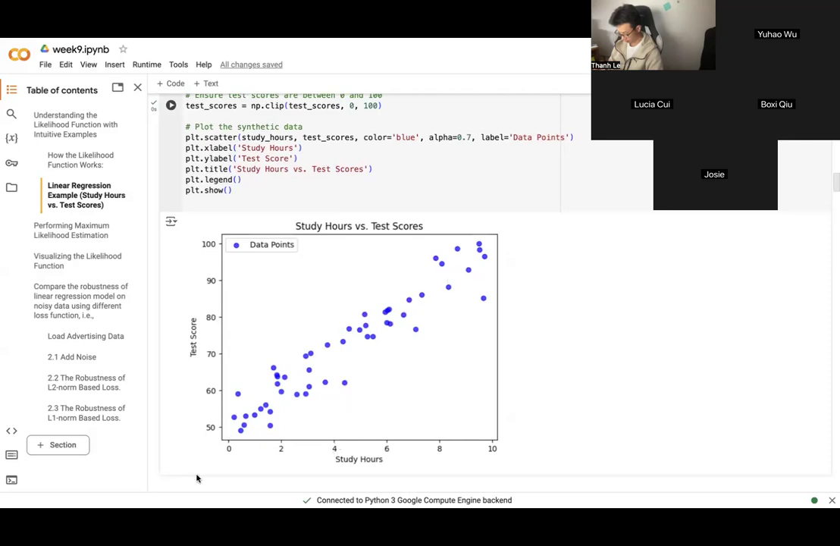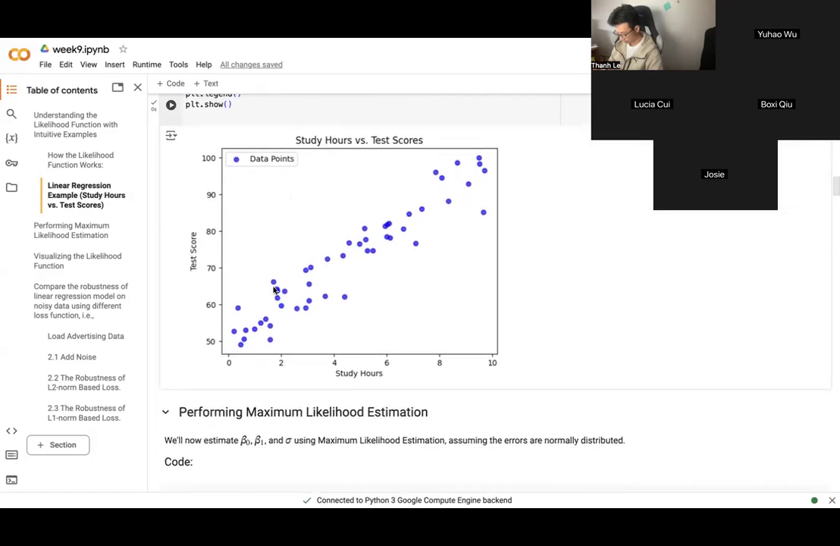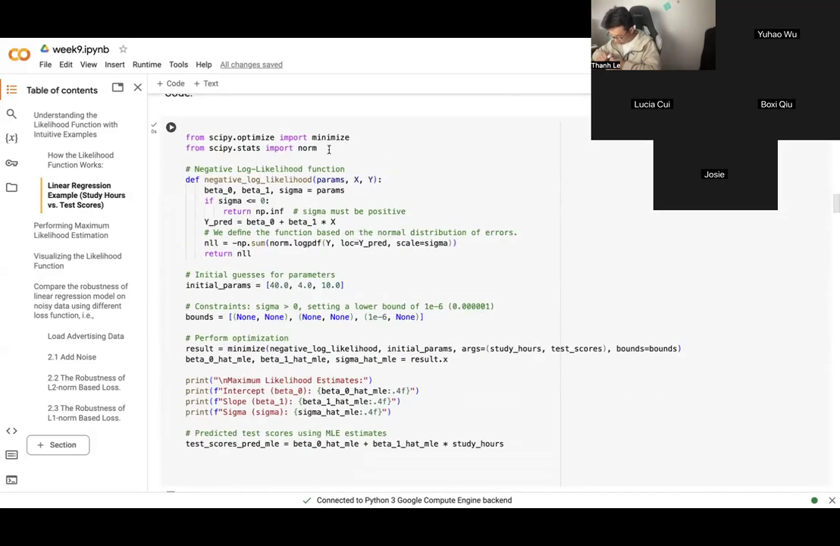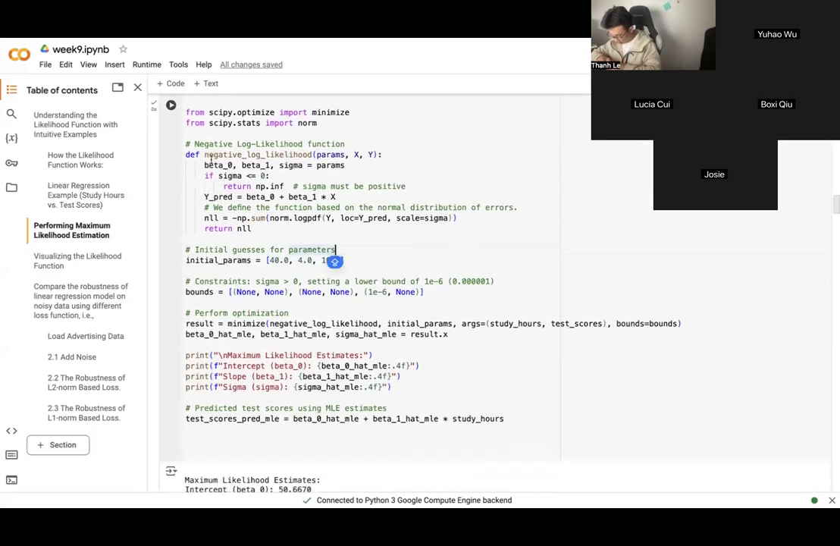Maybe we have a positive relationship between the study hours and the test score. Okay. So now we use this training data to make our linear regression based on maximum likelihood estimation. This is the whole code for the maximum likelihood function. This one is the definition of the function for the log likelihood.